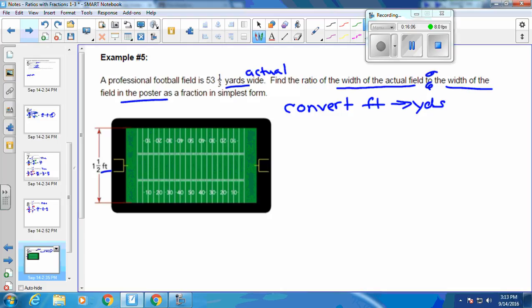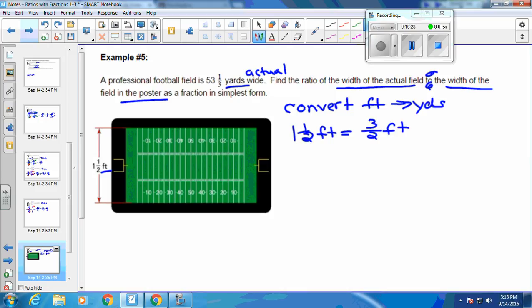Again, if you went yards to feet, your answer would be different than mine to start, but at the end, we would simplify down to the same ratio. I do need to change 1½ to an improper fraction. I'm sorry, I'm actually going to write 1½ feet. I don't want to start skimping now. And that's going to give me 3/2 feet.